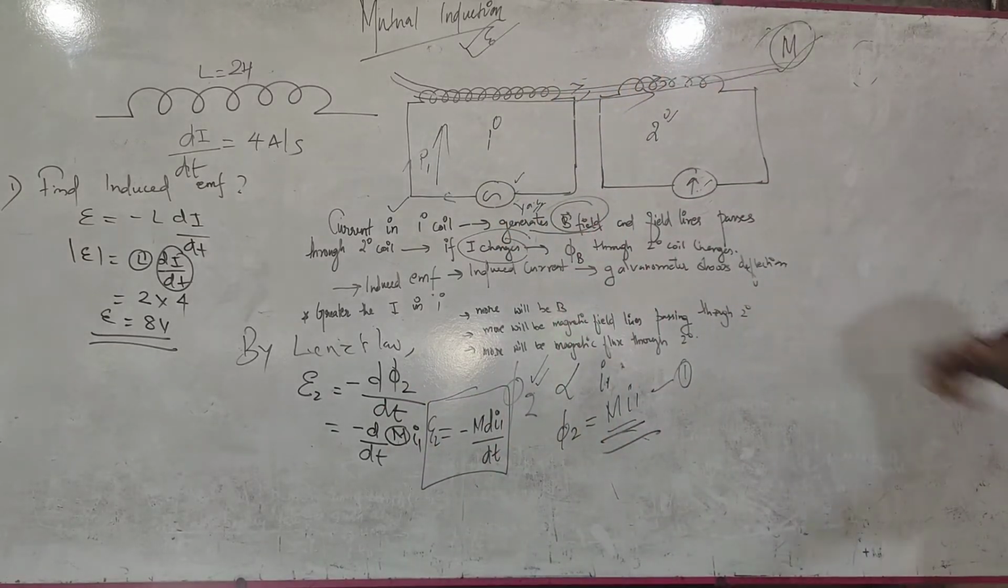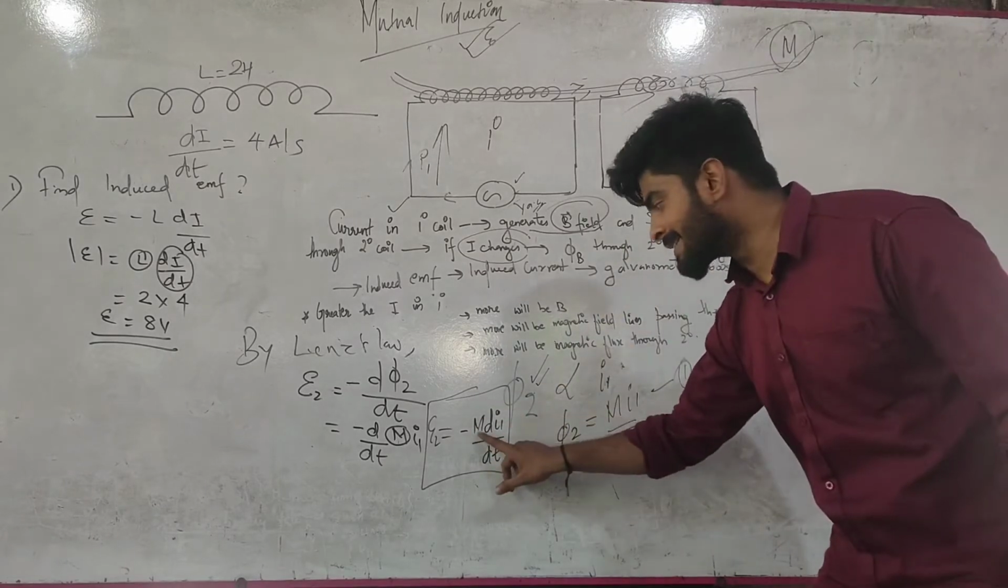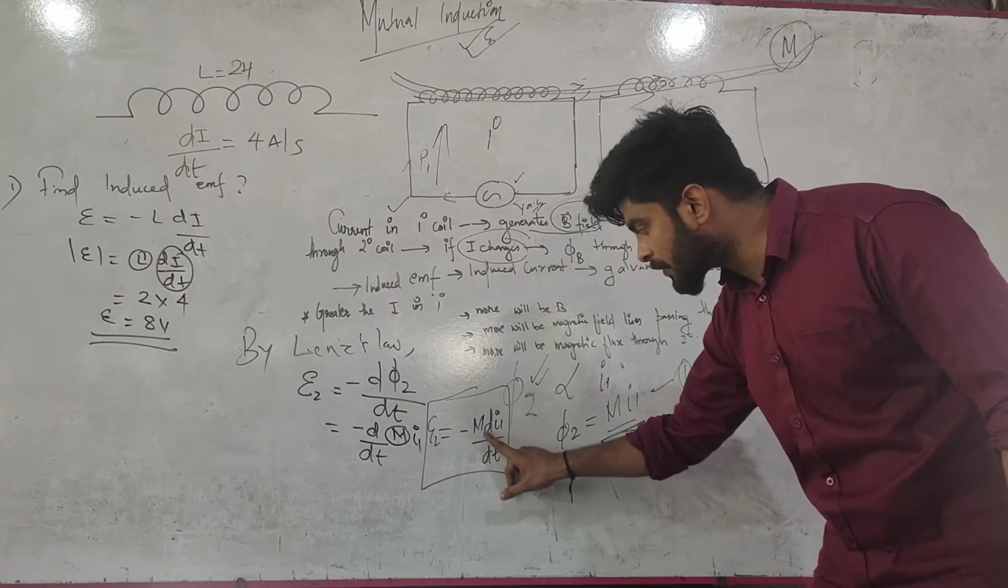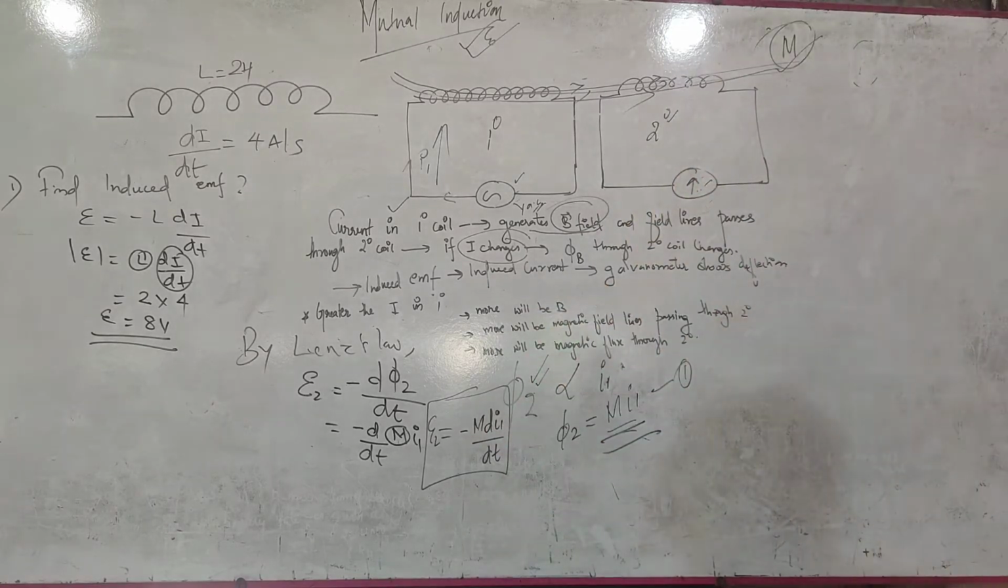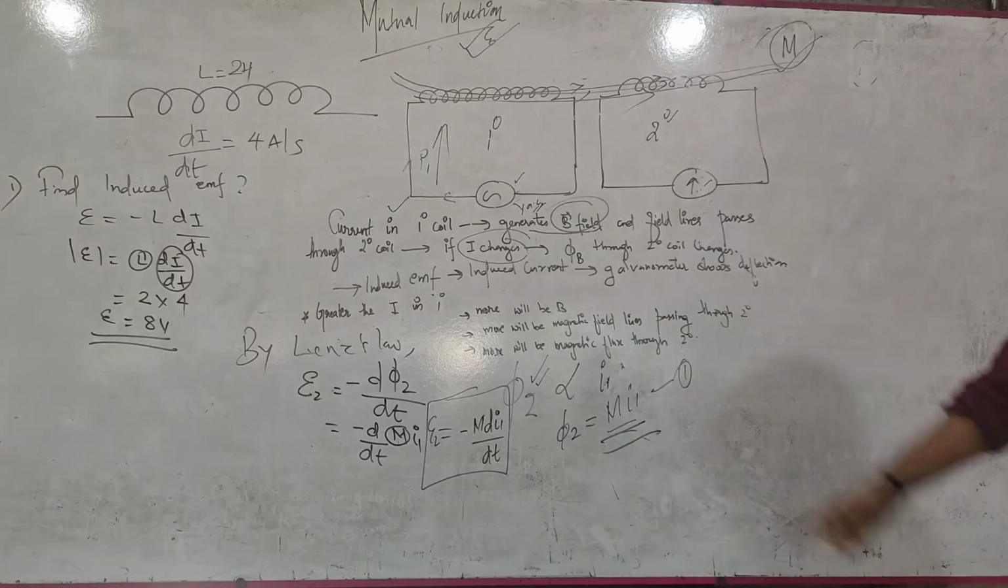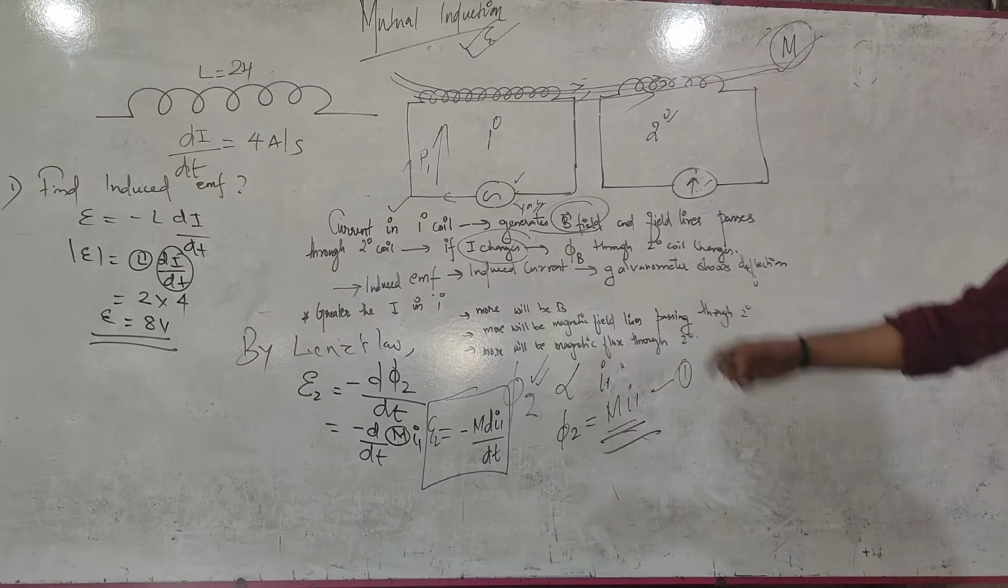So the induced EMF in the secondary coil is minus M dI1 by dt, where dI1 by dt is the rate of change of current in the primary coil. So can I define M? Can I define mutual inductance?